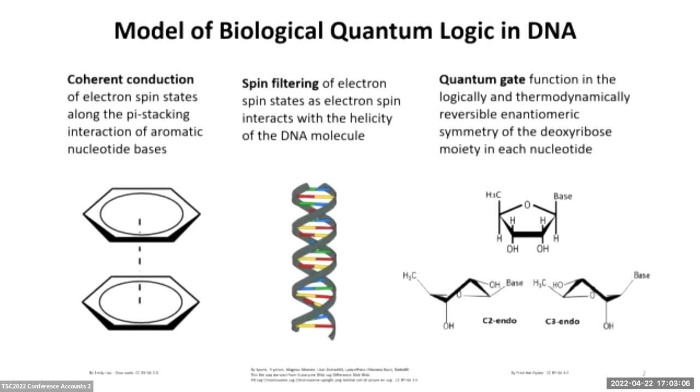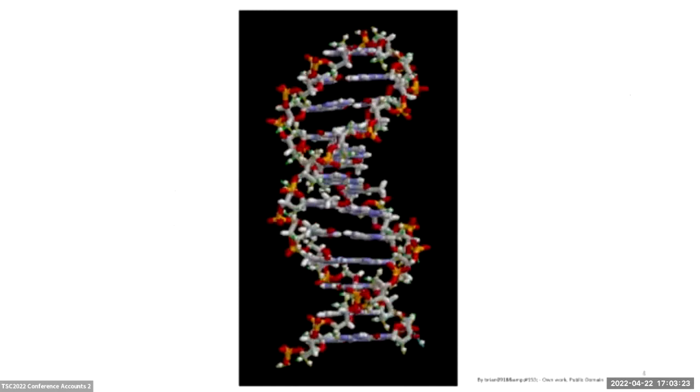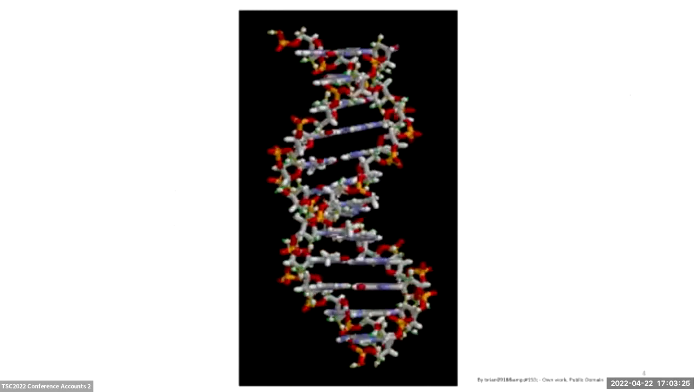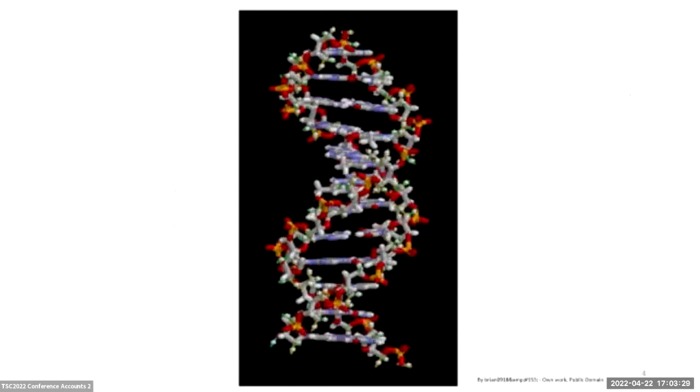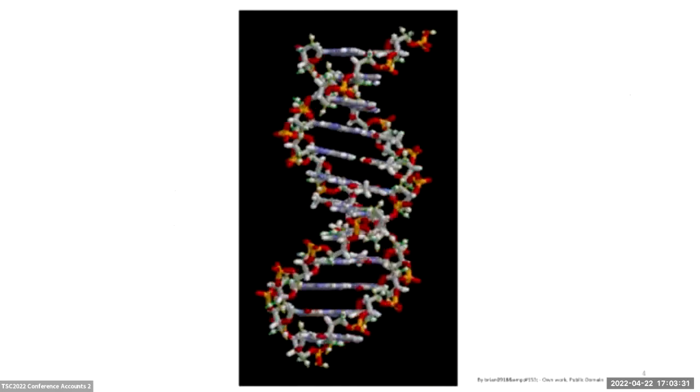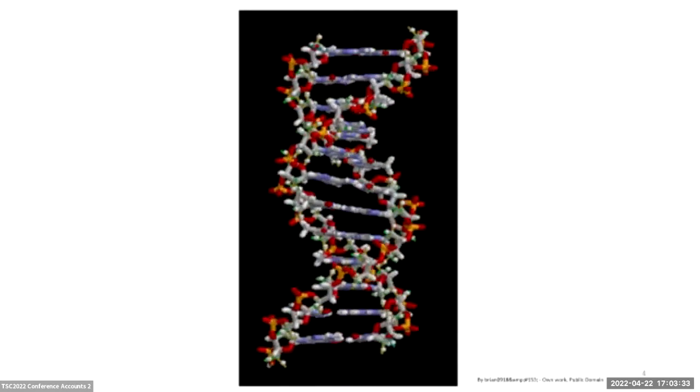There are 3 things coming together that we're going to talk about to make DNA a quantum logic processor. The first is coherent conduction of electron spin states, then spin filtering of electron spin states, and finally a quantum gate in which those spin states can interact. This is a 3D model of the DNA molecule, and you'll remember that on the inside, in blue there, you can see that the nucleotide base pairs are stacked like pancakes.